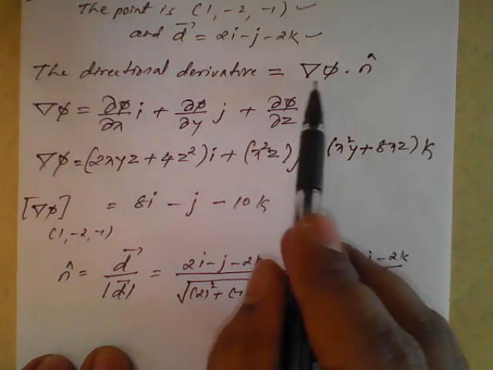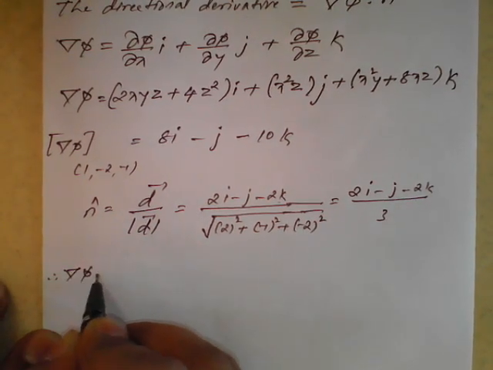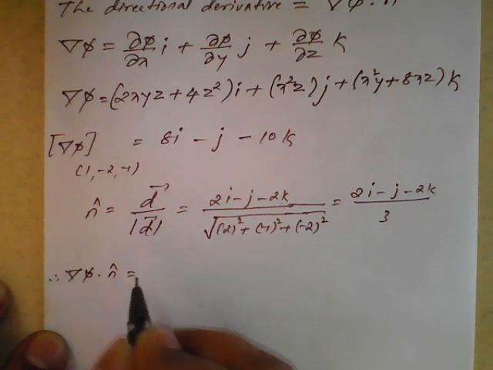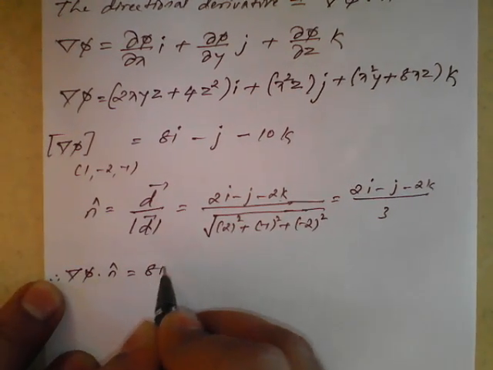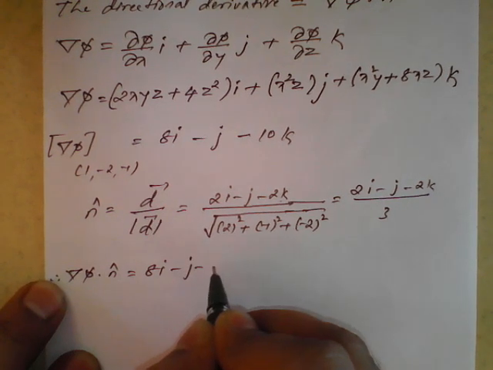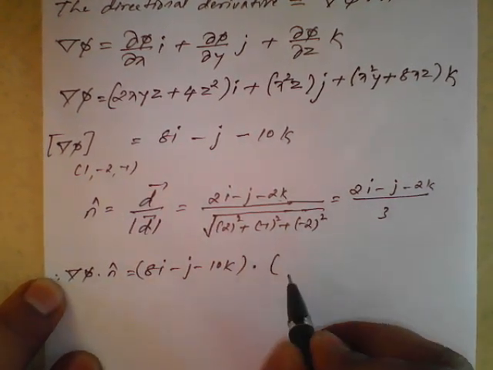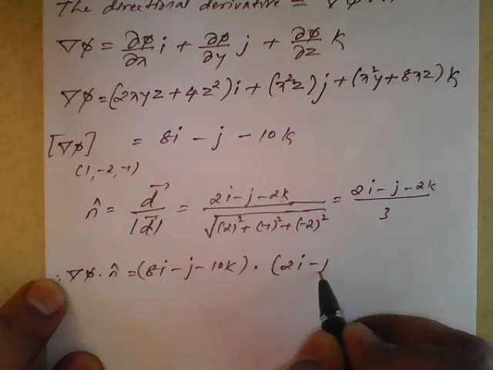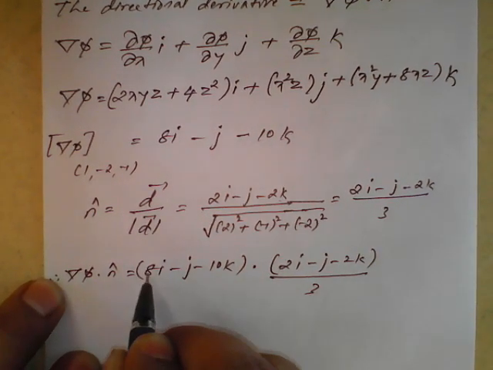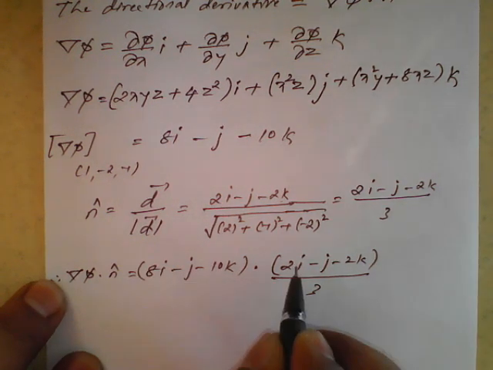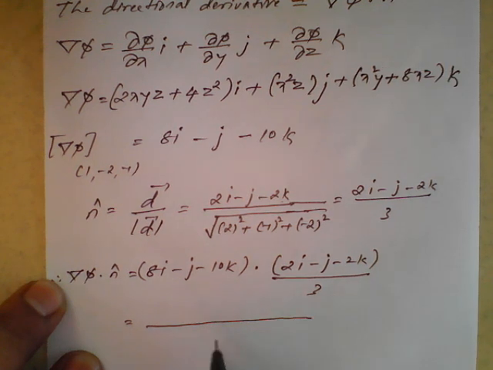Therefore we go back here to del phi dot n cap. Del phi, what answer did we get? That is 8i minus j minus 10k dot n cap, which is 2i minus j minus 2k, whole divided by 3. For these two brackets we need to go for the dot product, whole divided by 3.